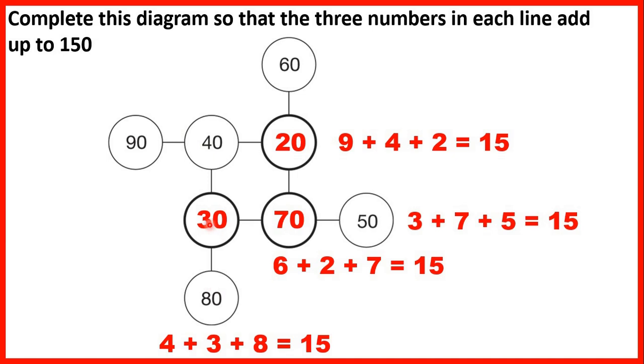Or we could look at it this way. 3 plus 7 plus 5 is 15, so 30 plus 70 plus 50 gives a total of 150. We worked out that this number was 70, and 70 plus 50 is 120. So that means we need 30 more, 30 here, to make 150 altogether.